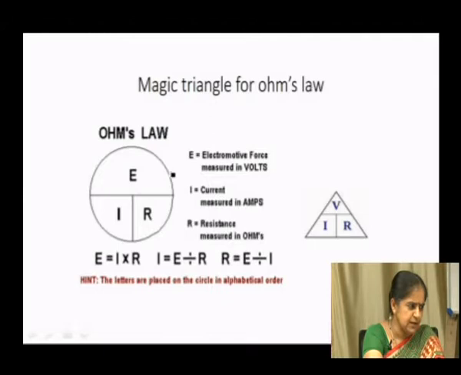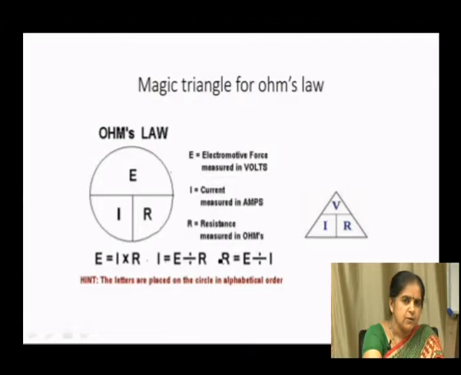So Ohm's law can be expressed in three different forms. The three different mathematical expressions are E or V equal to I into R, that is the product of current and the resistance; the current in the circuit I is equal to E divided by R, that is V divided by R; and the resistance in the circuit is given by R equal to E divided by I, that is the ratio of voltage to current in the circuit.